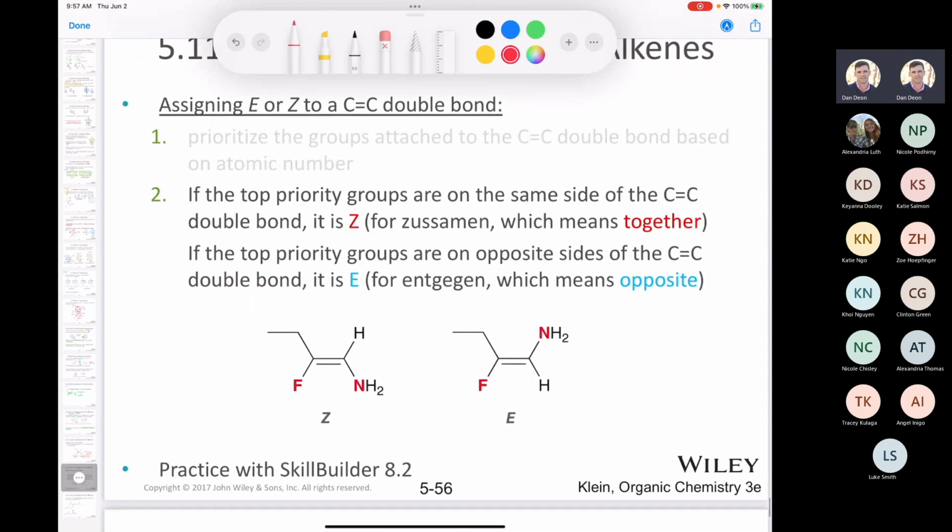Now, if you look at the other compound, it's E or entgegen. Oh, I did spell it correctly, which means opposite. And sometimes my students will say E for eposit. And again, this is just a silly mnemonic that my students came up with. But hey, if it helps you remember, I don't care.